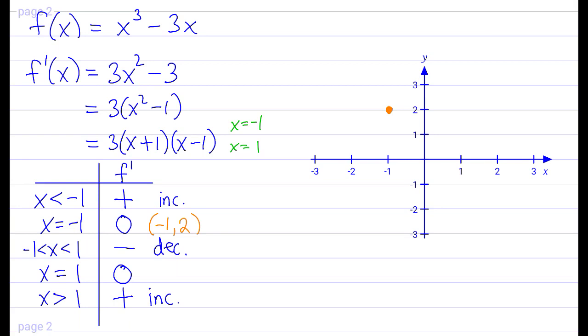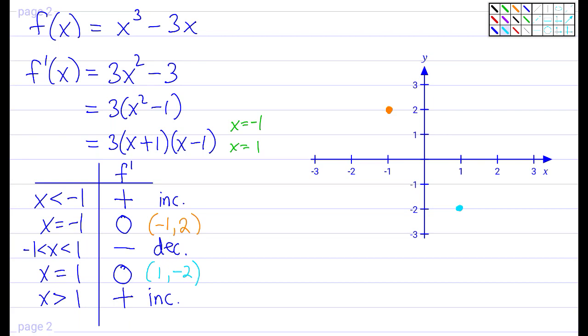Okay, how about this point? Well, if I plug in 1 here, I get 1 minus 3. That's minus 2. Let's use a different color. So that's 1 and minus 2. If I go over to my graph, that looks like this.